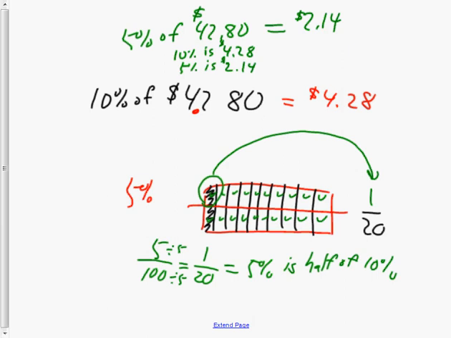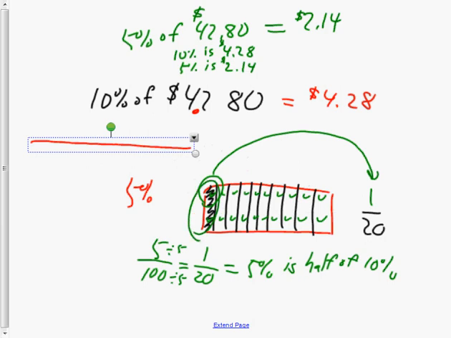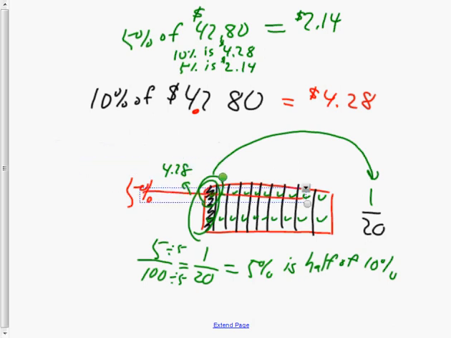And let's go back to our drawing over here. If I was to take this red line out again and think about that 10%, that whole 10% of the number was $4.28. If I put that line back in, half of that would be $2.14, which is what 5% is. Okay, so those are the ones you want to have in your arsenal for calculating mental math.